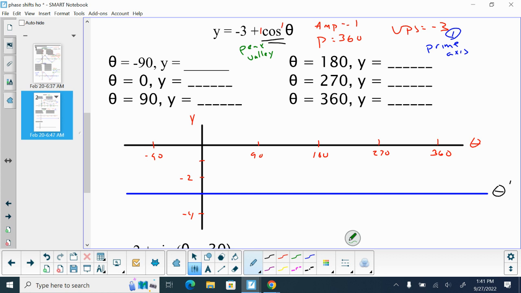We have nothing being added or subtracted from my value of theta, so we have a horizontal phase shift of 0. Once again, as we talked about on the front side, this is our theta start value. So on our prime axis, we're going to go to the value of 0. Since we're dealing with a cosine curve, we're going to go to a peak. So from our prime axis, we start at -3. We have to go up 1 unit to get to our peak from our prime axis.